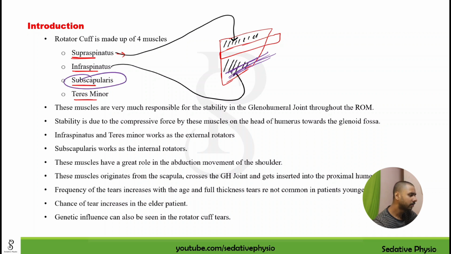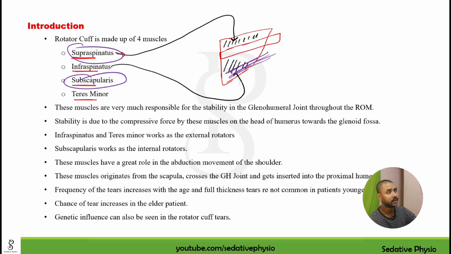And the subscapularis muscle is present on the costal aspect, or you can say the anterior surface of the scapula, right? So we have these four muscles that are responsible for the stabilization as well as the movement. Okay, of all these four muscles, the supraspinatus has a great role in abduction.